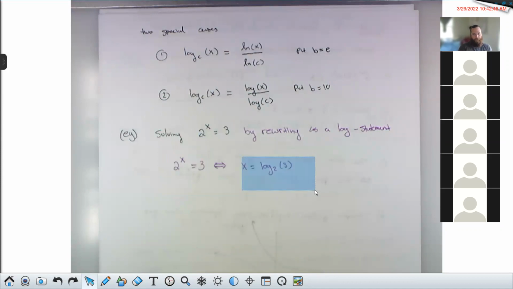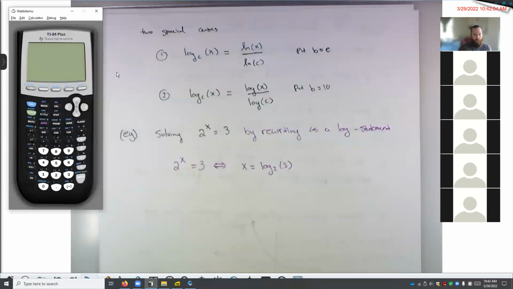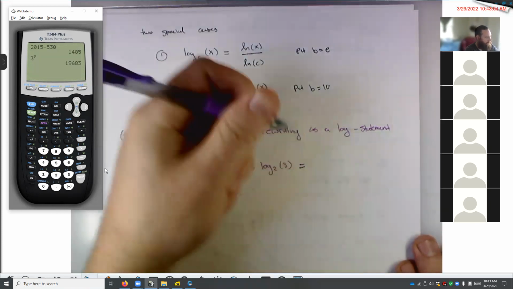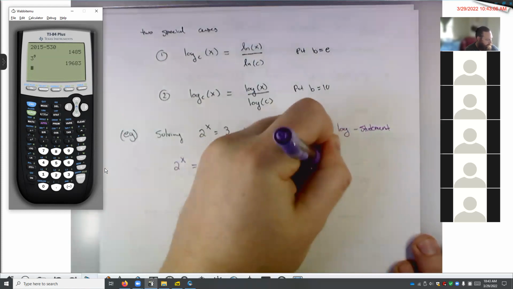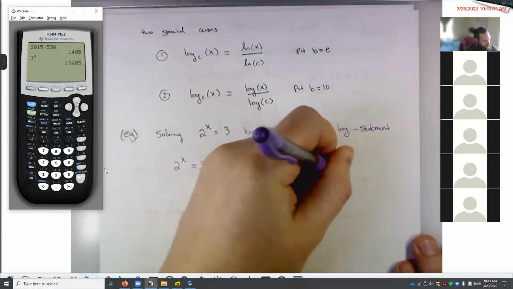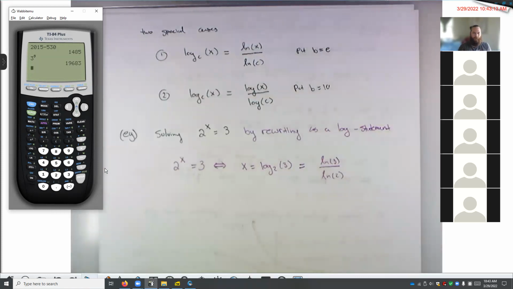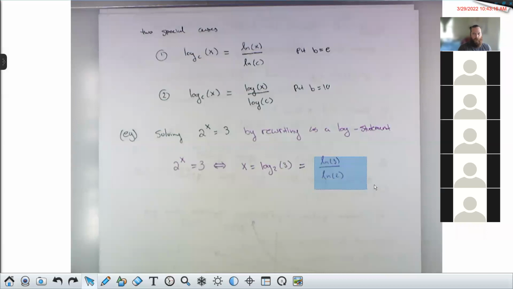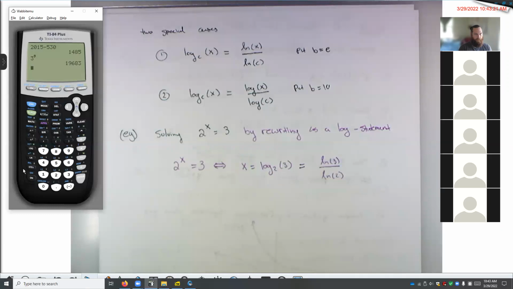But what is this number? Well, you can use your change of base formula and the natural log button on your calculator. By the change of base formula, this is the same as the natural log of 3 divided by the natural log of 2. And later I'll show you how you can sort of get to this form right away rather than going through this. But for now, this works.